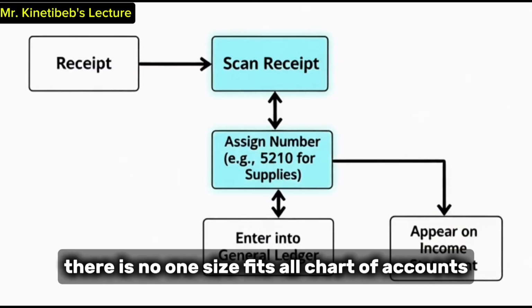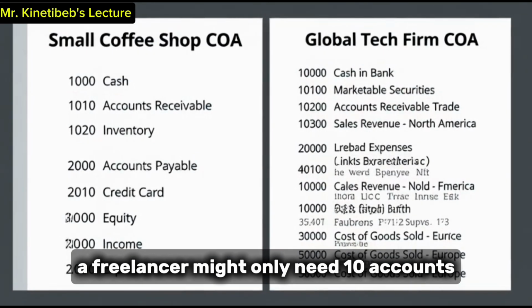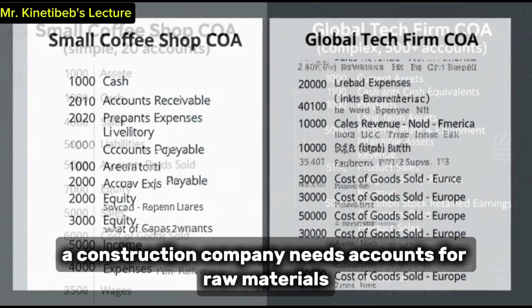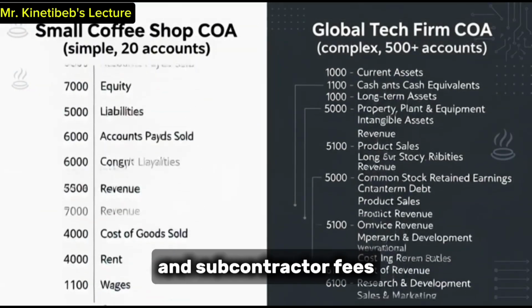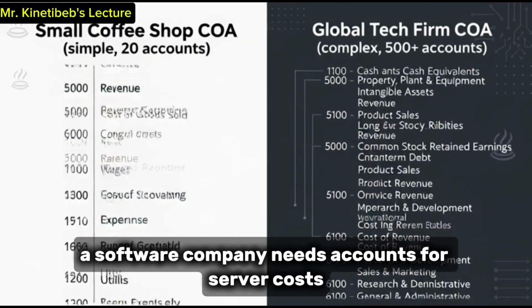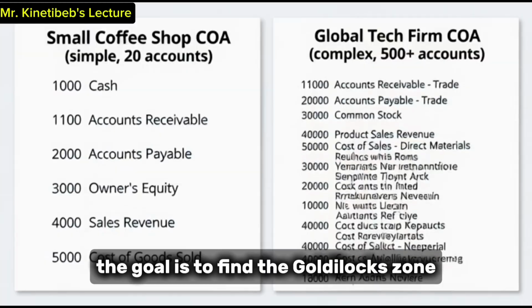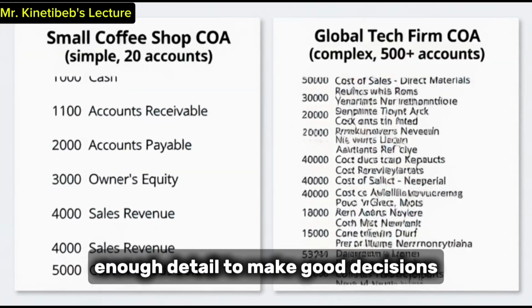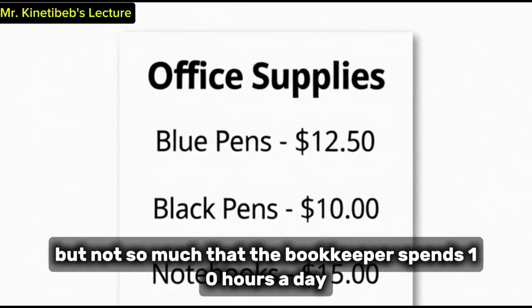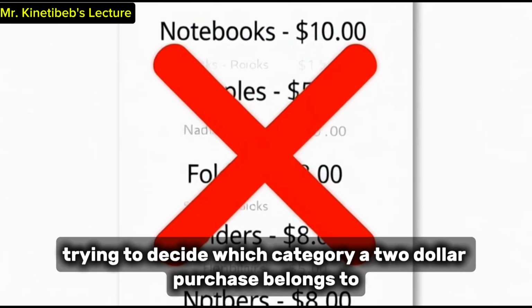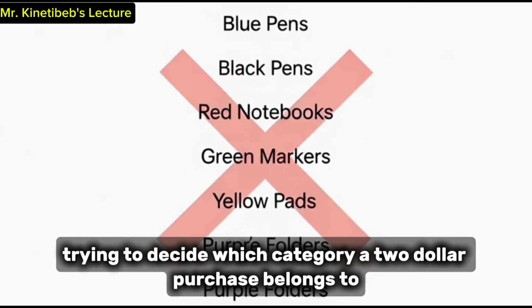There is no one-size-fits-all chart of accounts. A freelancer might only need 10 accounts. A construction company needs accounts for raw materials and subcontractor fees. A software company needs accounts for server costs. The goal is to find the Goldilocks zone. Enough detail to make good decisions, but not so much that the bookkeeper spends 10 hours a day trying to decide which category a $2 purchase belongs to.